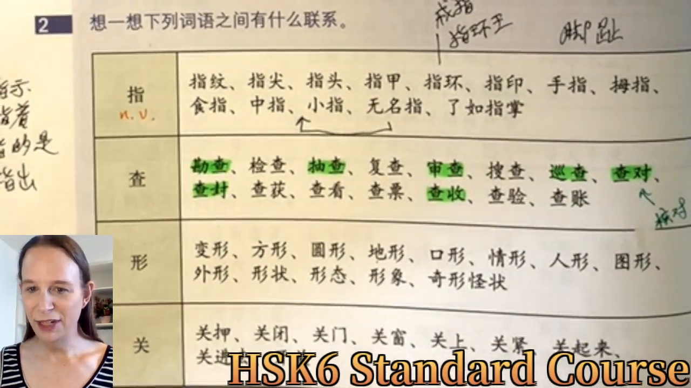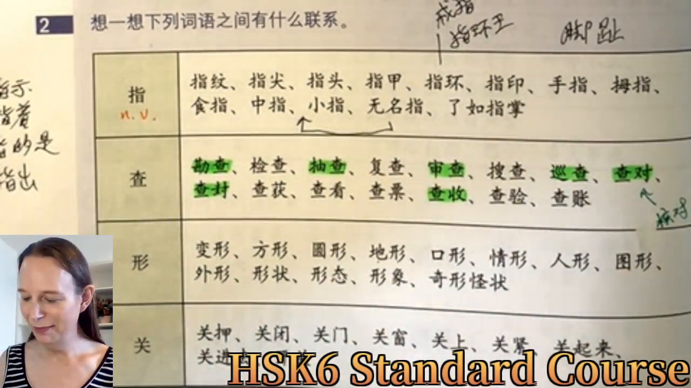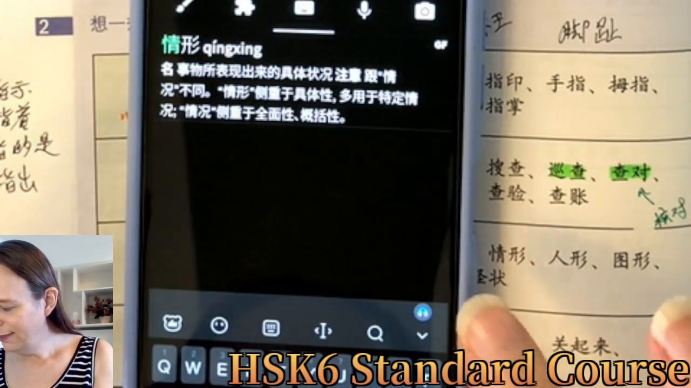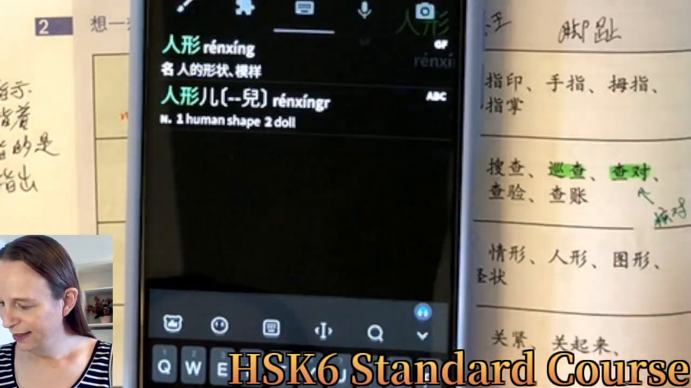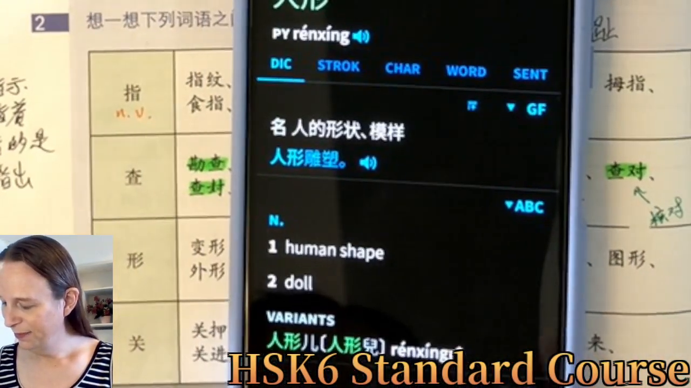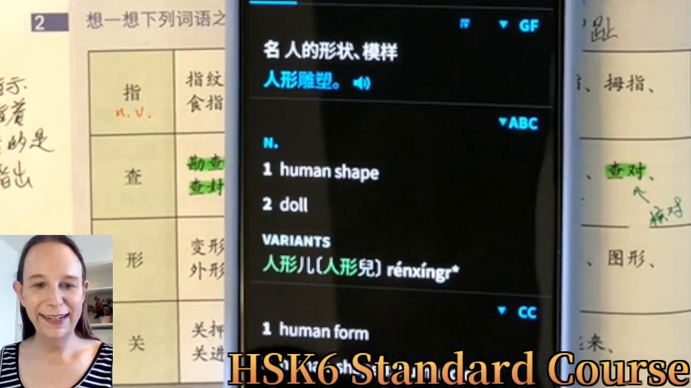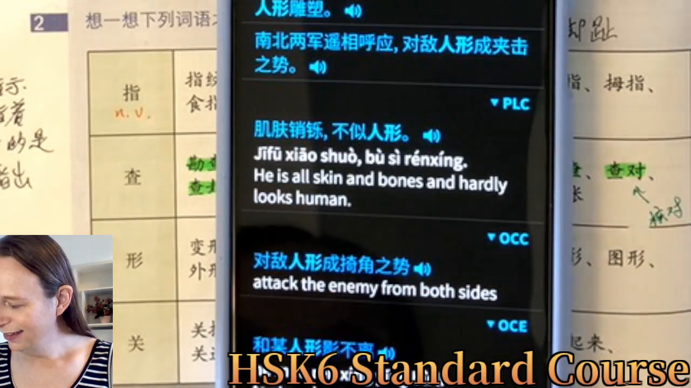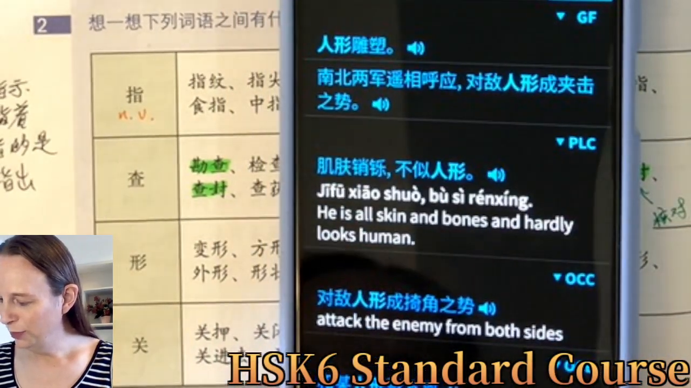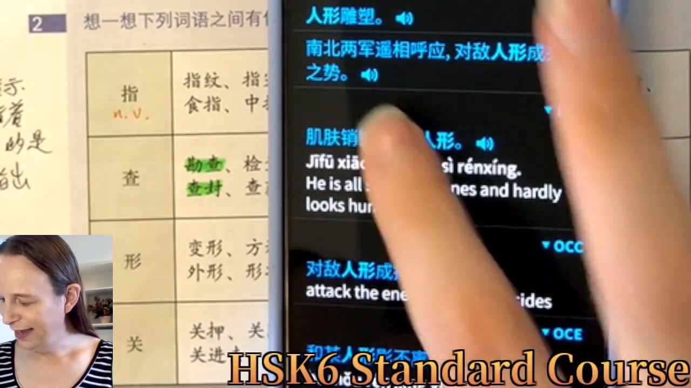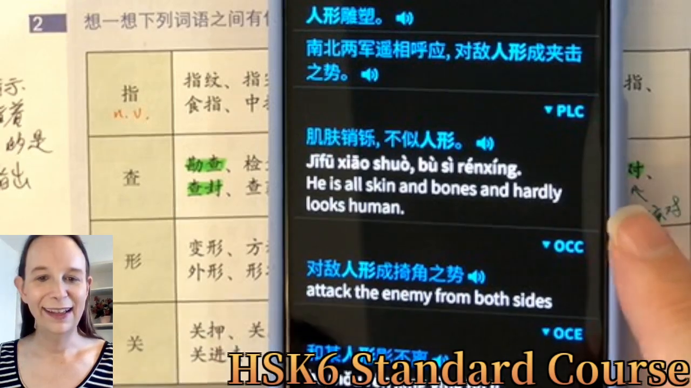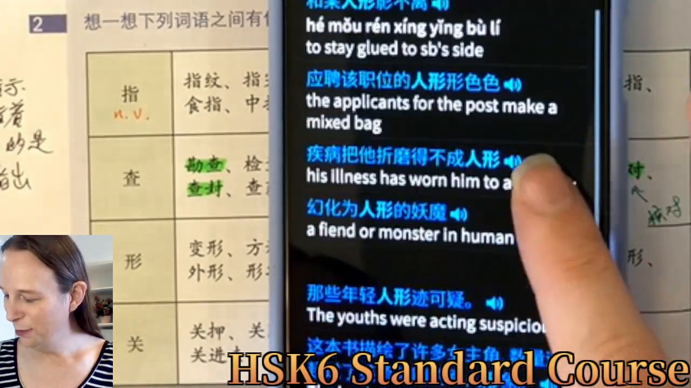All right, 人形. This is just people shaped or man shaped or human shaped. Right? 人形. Human form, humanoid. 人形的要素, a human shaped sculpture. Yeah, 不是人形. But it's like he no longer has human shape.